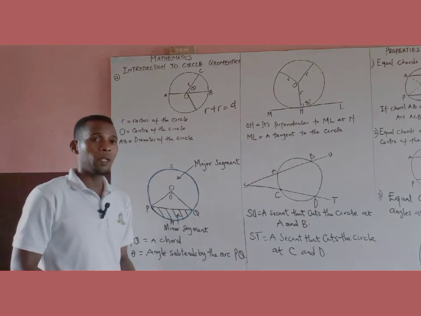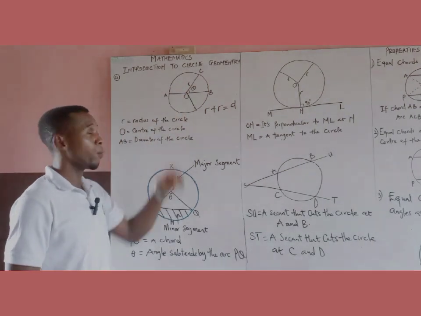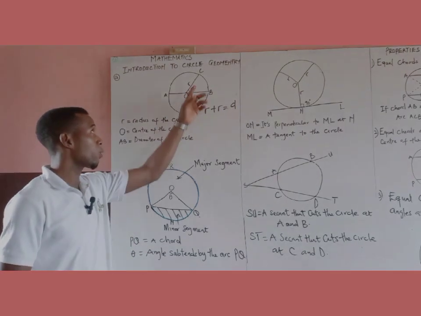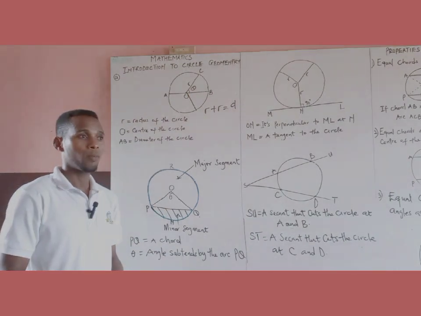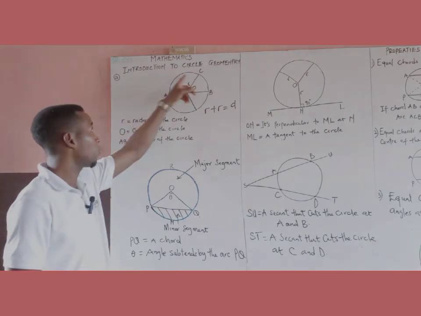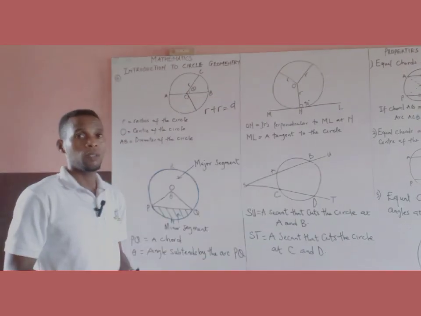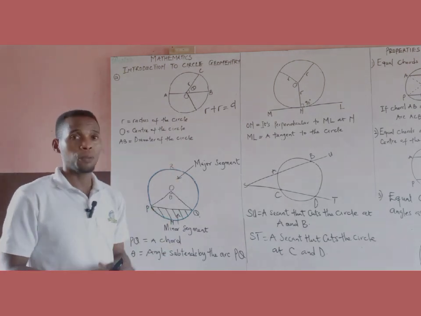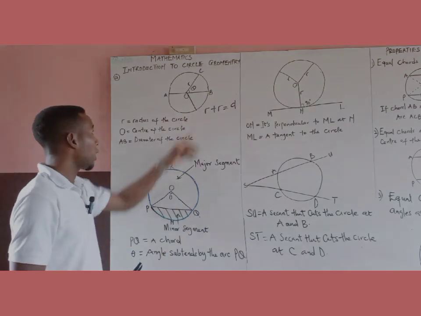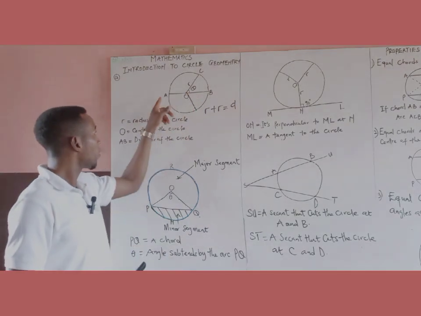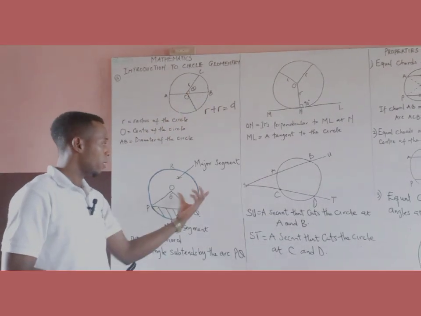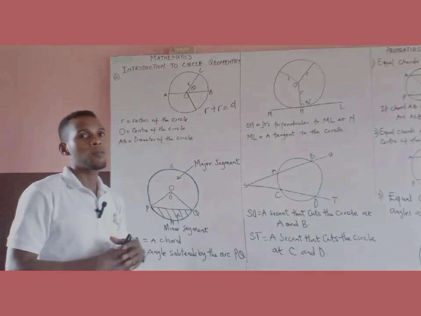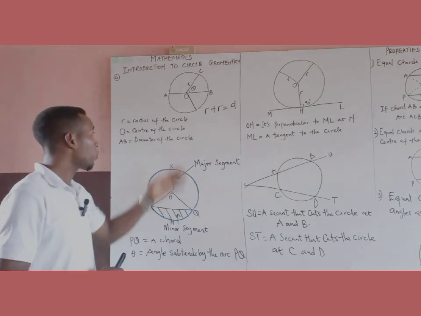Today we are going to be looking at a very important topic in mathematics known as circle geometry. I'm going to be introducing you to this topic. Today we are going to be looking at the properties of a circle, such as the radius, the diameter, the segments, the tangents, and the secants. Now, let's start from the circle.